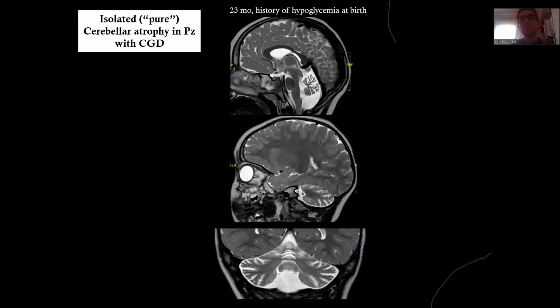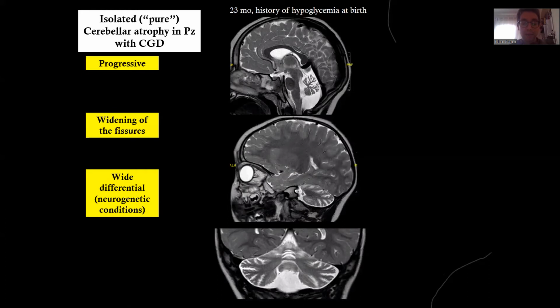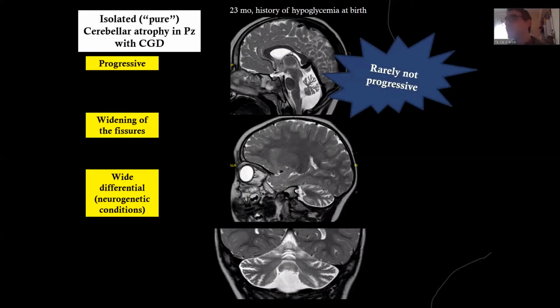So what you need to tell your clinician is, this is a pure cerebellar atrophy, do the cerebellar atrophy panel. We cannot go deeper than that in our diagnostic thinking. In this case, it's progressive, there is a widening of the fissures, and there is a wide differential. Normally, this is a neurogenetic condition. Rarely, some neurogenetic conditions are not progressive as well, so this can be misleading. But it's important that you at least understand the radiological difference between atrophy and what we call hypoplasia.